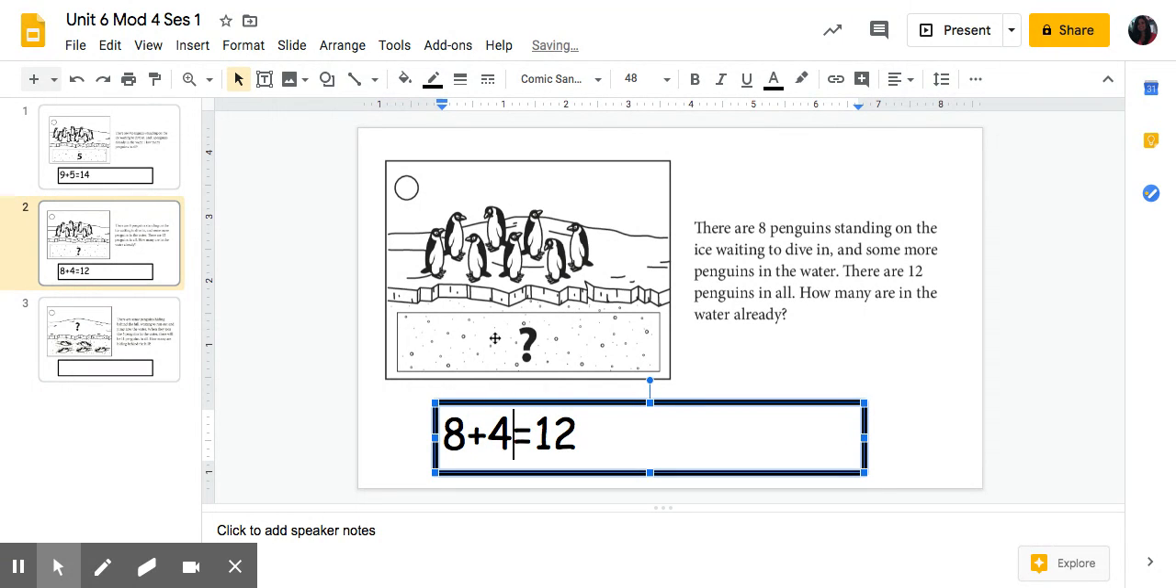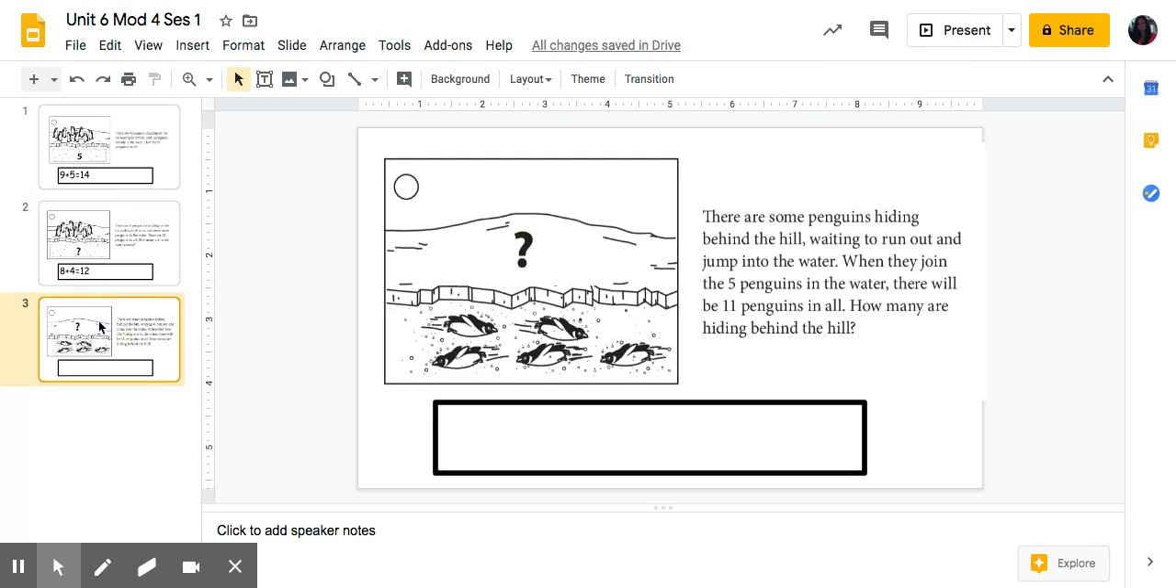Great, it's 4. So there are 4 in the water already. So if you have 8 penguins waiting on the ice, and 4 more in the water already, that means you would have 12 penguins in all. Nice job.